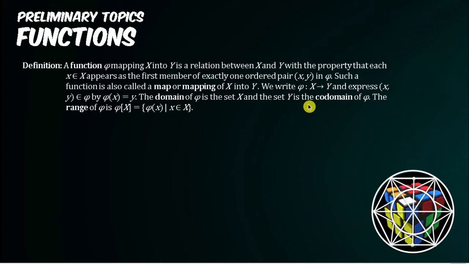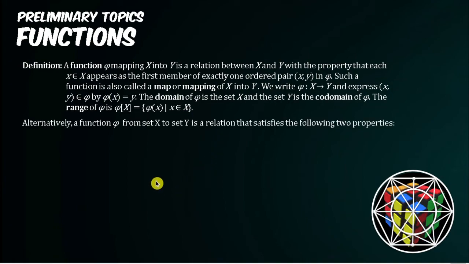And why is that the same? Because a function is only a special type of a relation. The range is actually, what is the range? The set of all phi of x such that x is an element of the set x. We have an alternative definition here.